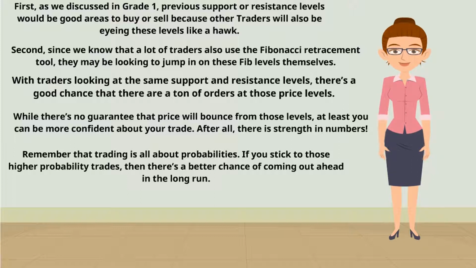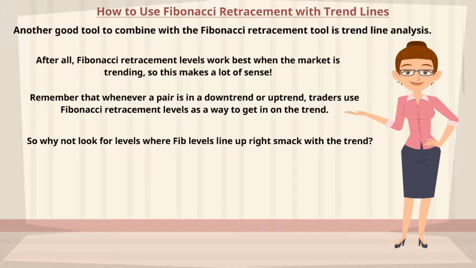With traders looking at the same support and resistance levels, there's a good chance that there are a ton of orders at those price levels. While there's no guarantee that price will bounce from those levels, at least you can be more confident about your trade. After all, there is strength in numbers. Remember that trading is all about probabilities. If you stick to those higher probability trades, then there's a better chance of coming out ahead in the long run. Let's move into another topic: how to use Fibonacci retracement with trend lines.